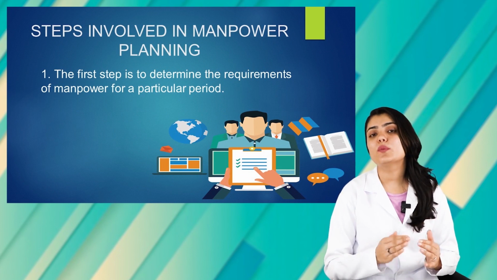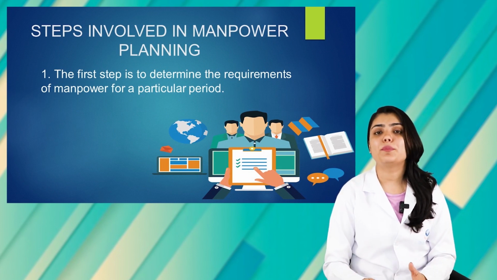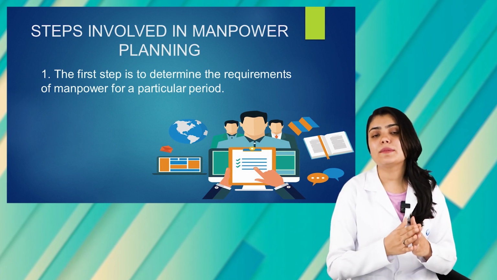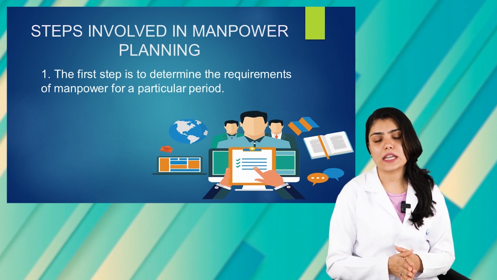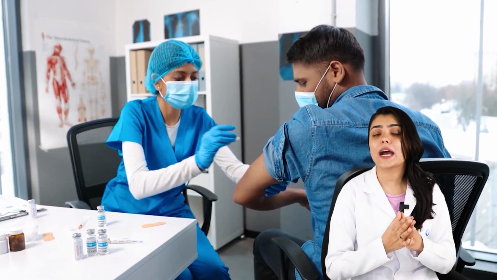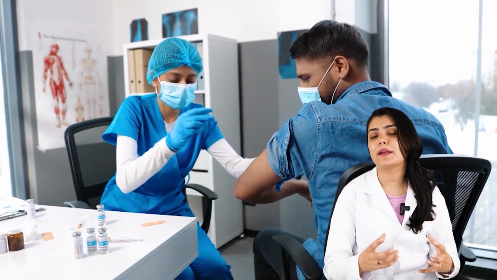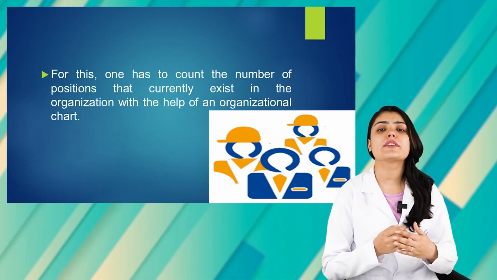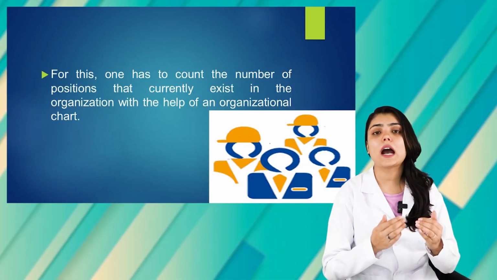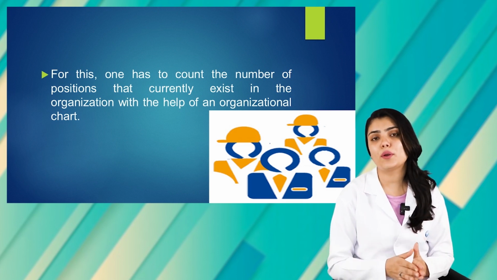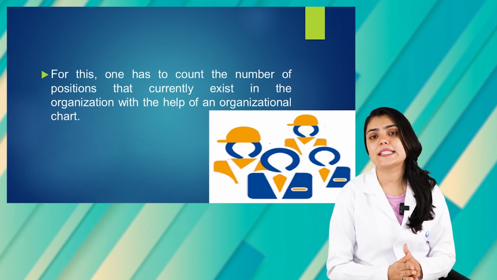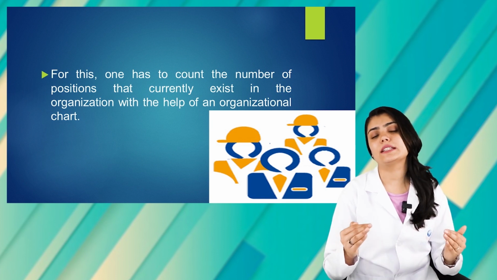Moving on, let us see what are the different steps involved in planning manpower of the organization. So there are different steps in manpower planning of the organization. The very first step is to identify the need of manpower within the organization. As a nurse manager, she has to determine how many employees are required for a particular period of time for the organization to function in an effective manner.